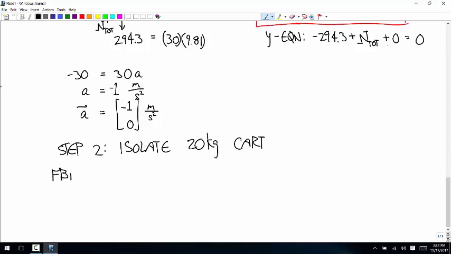So here's a free body diagram of the 20 kilogram. There's a weight force that's equal to 20 times, yes?